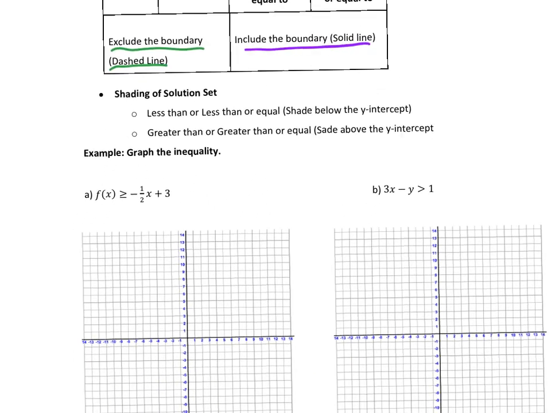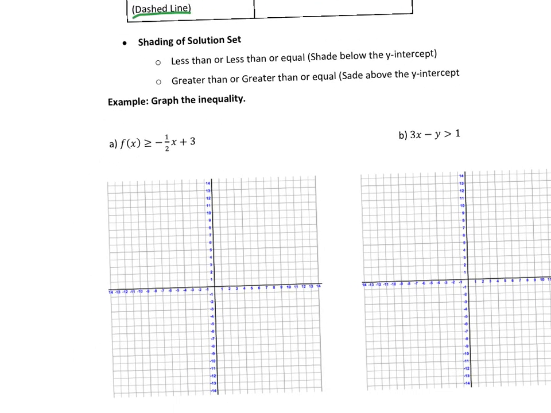So let's start off with these right here. Let's graph this inequality. The first thing we need to do is make sure we get it into y equals form. Notice that this equation is written as f of x. F of x is a fancier way, or what we call function notation, of writing the letter y. So this is just y is greater than or equal to negative 1/2 x plus 3. We are already in slope-intercept form, where your m is equal to negative 1/2 and your b is equal to a positive 3.